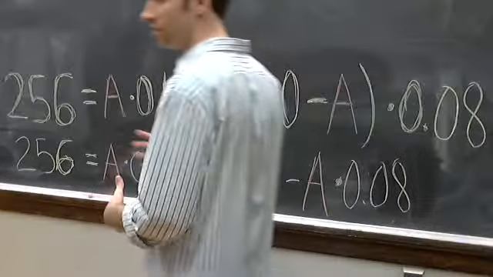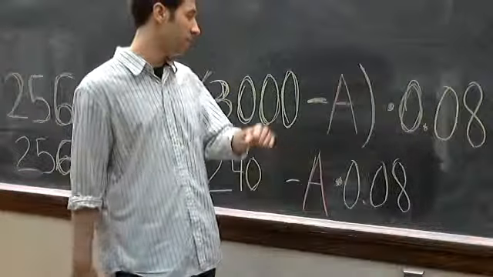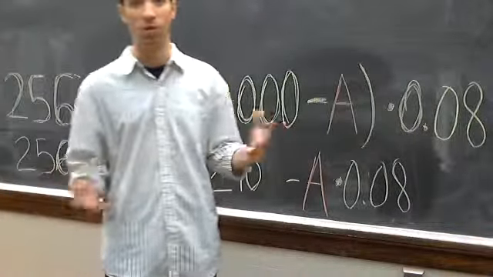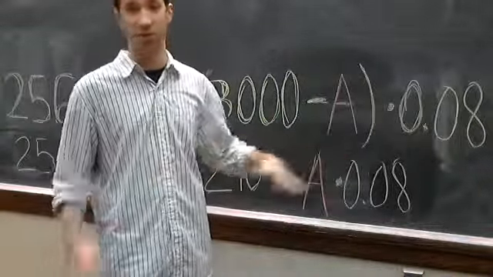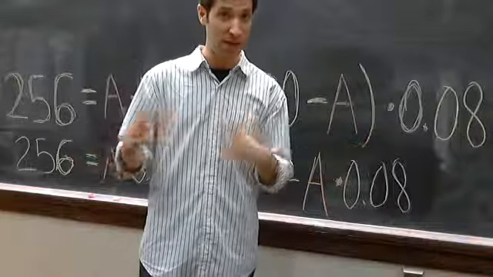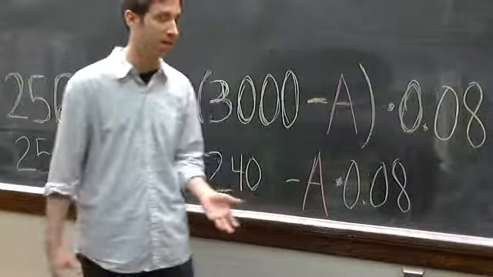Now I can actually start simplifying this equation down, and I can figure out what A equals. And then once I figure out what A equals, I'm almost the entire way there, because then I'll know exactly how much went into A, and since there's only $3,000 total invested, it'll be very easy to figure out from there how much is in account B.